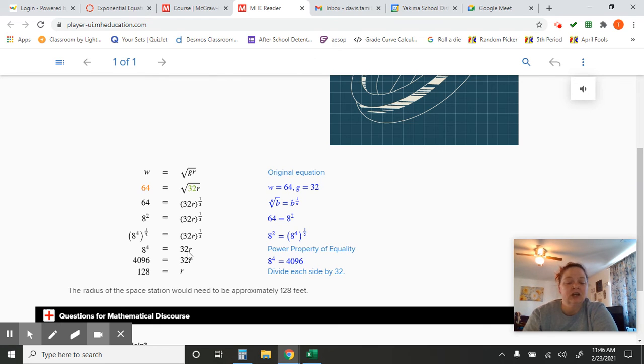So all we've done so far is manipulate the exponents around so that we can get something that's easier to work with. 8 to the 4th power is 4,096. Divide both sides by 32. The radius has to be 128 feet.